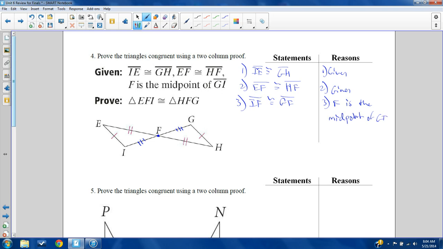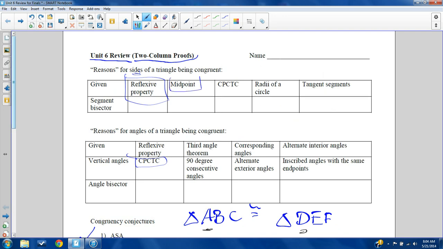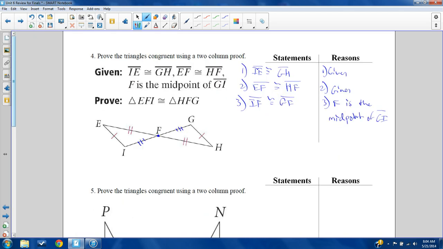of GI. Now that's one of the things I put here. I just put midpoint to save you time. Midpoint. In a book it might say definition of midpoint or something like that. But that's a reason behind that being true. So we can now mark that up.